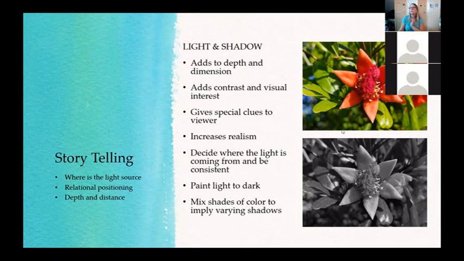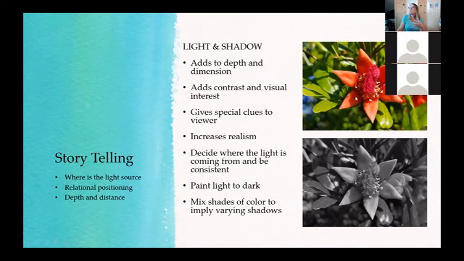So if we say the light source is coming from over here, then we want to make sure that shadows kind of run behind the items that are blocking that light source. So being consistent with that. The light also tells us relational positioning.